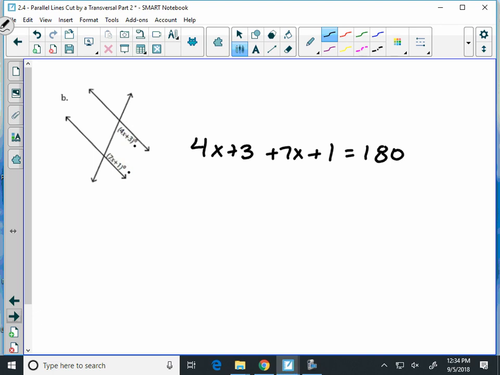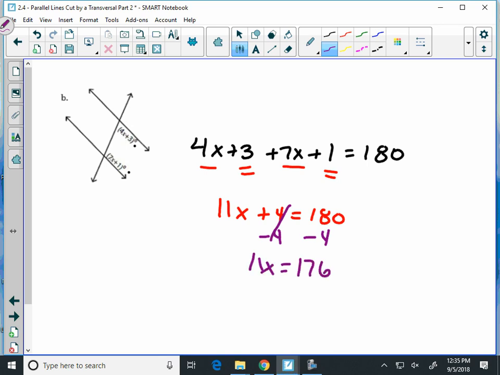What's our first step when solving this? Good. When we do so, we get 11x plus 4. What's our next step? Minus 4. 11x equals 176. And then divide by 11. We divide by 11. What do we get?